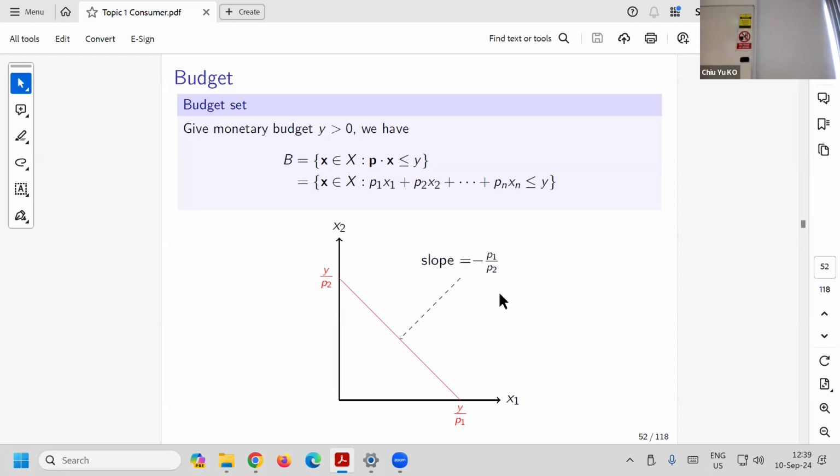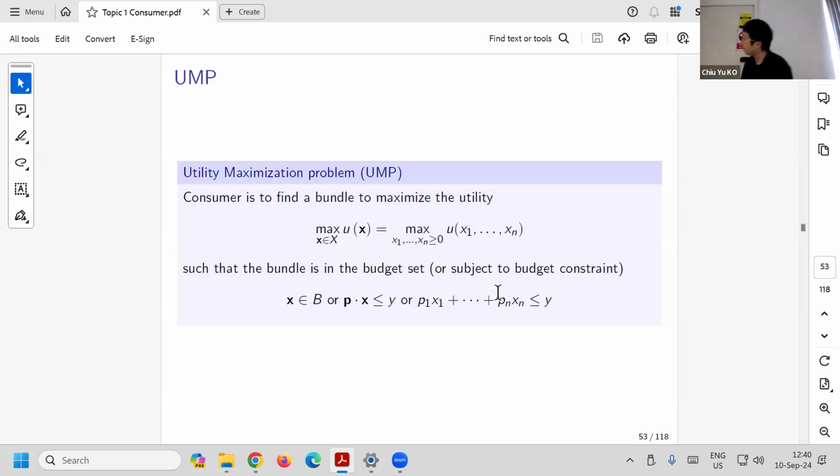Given this budget, the budget will tell us this area, which is what the consumer can choose. And he wants to choose the one that will maximize his utility, right? So one way to think is you draw different indifference curves, and you pick the point that is the highest in terms of indifference curve. That would be the easiest way: just choose the best bundle there. And in terms of math, that would be this problem: maximize utility, and this solution.